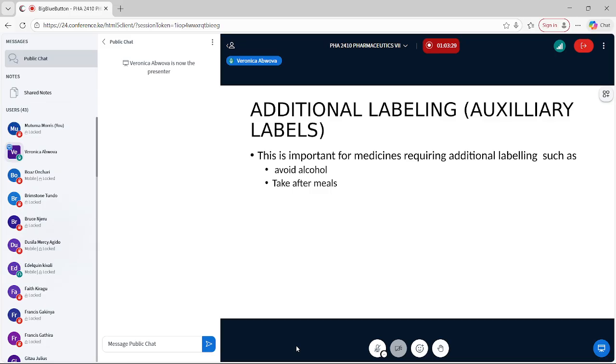Again, auxiliary labels, these are important for medicines requiring additional labeling, such as avoid alcohol or take after meals. So there are medicines that, as we mentioned, have the instructions on how to take, but probably due to side effects or due to interactions, you want to give additional labeling to ensure that the drug can be taken in safety. This is what we are referring to as auxiliary labels. And examples are things like avoid alcohol or take after meals.